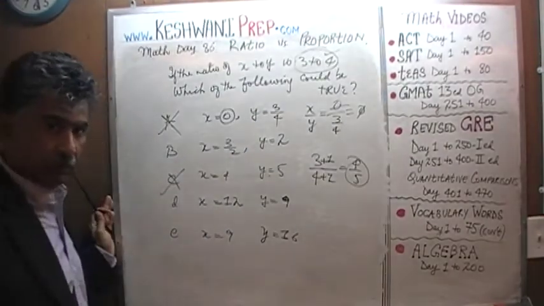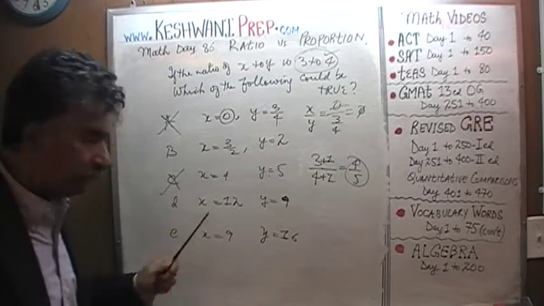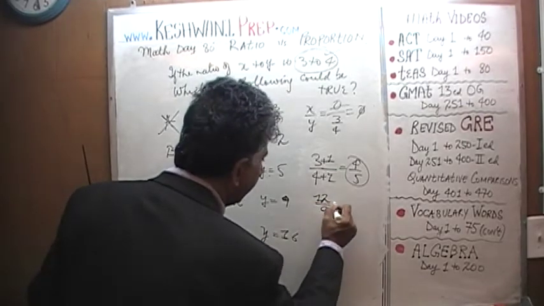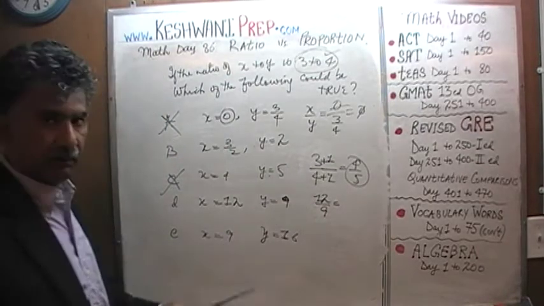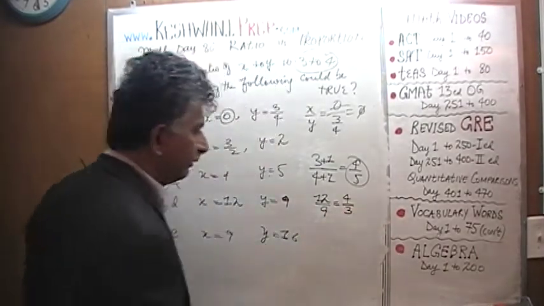What's wrong with D? You know what's going on? D is going to be probably one of the most popular wrong answers here. What's going on with D? We have 12 over 9, and if you divide top and bottom by 3, 12 becomes 4 and 9 becomes 3.